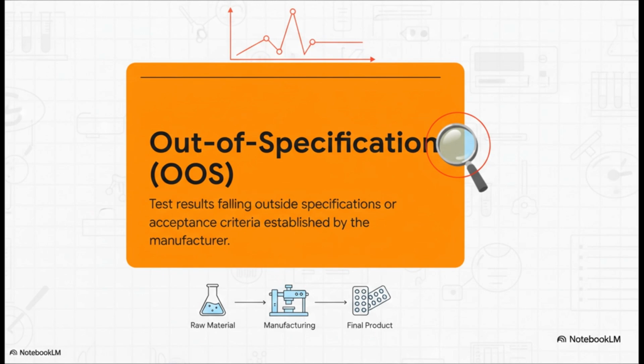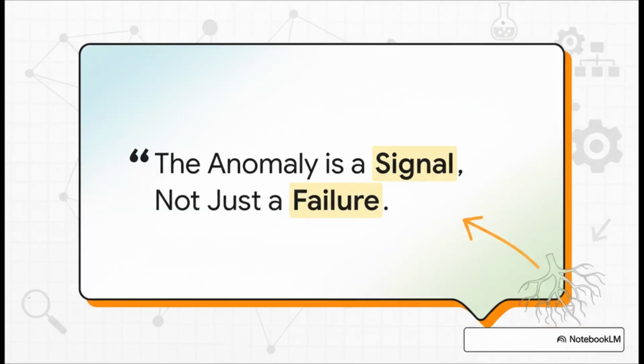And this isn't just for the final product. This applies to everything, from the raw materials coming in the door all the way to the finished goods going out. Now, this right here is probably the most important mindset shift in the entire guidance. An OOS result is not just a failure to be discarded. Think of it as a signal, a red flag. The absolute prime directive is that you must investigate to find the root cause, even if you know you're just going to reject the batch anyway. You can't just throw it out and pretend it didn't happen.